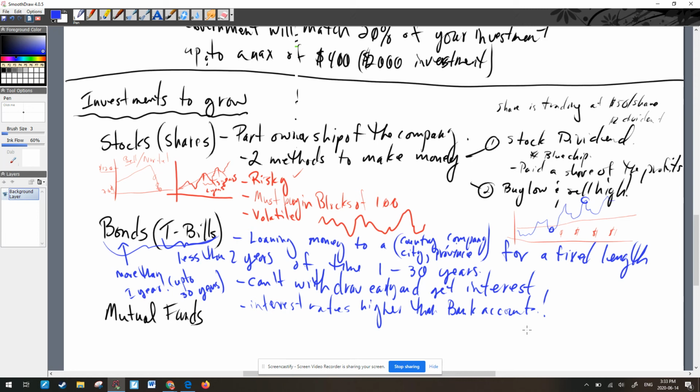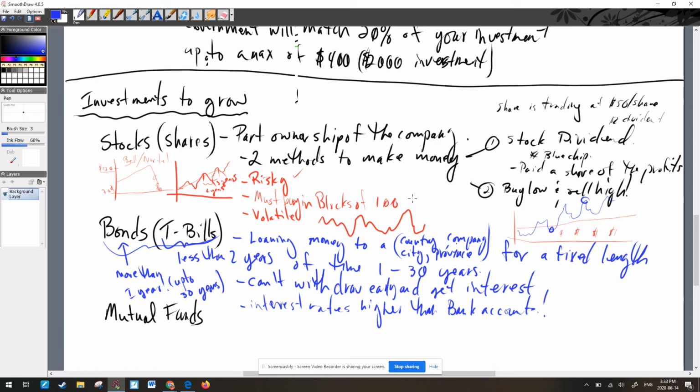Okay, so those are two of the biggest places that you can put money. So you can have bonds or T-bills or stocks or shares in your RRSP or in your TFSA or in your RESP. These are all different ways that you can invest to grow your money.